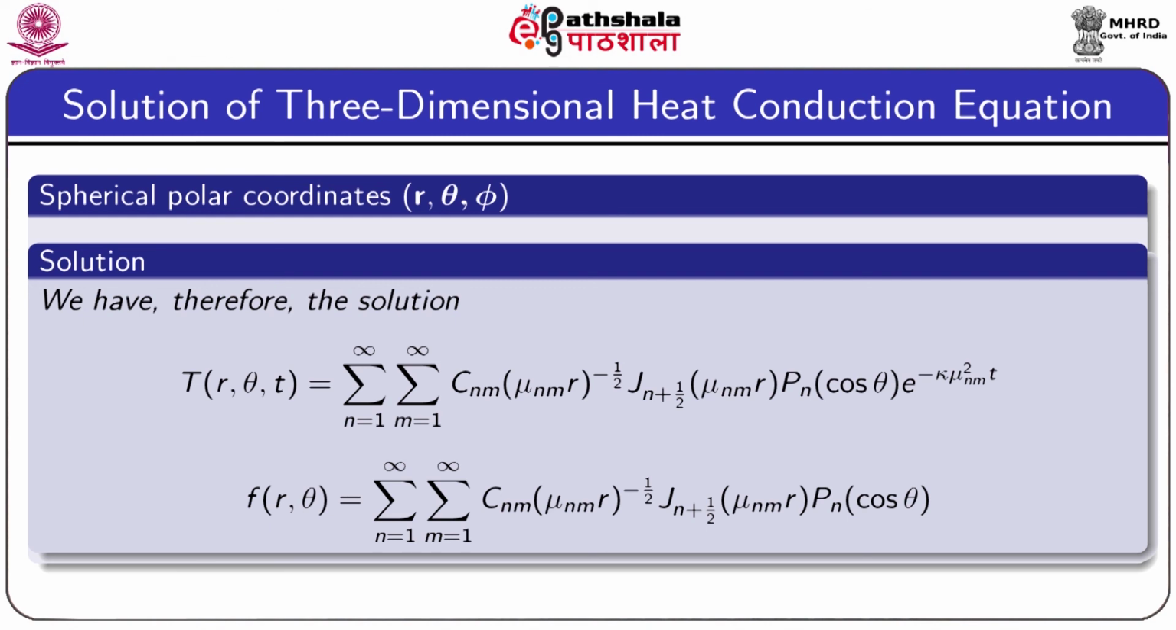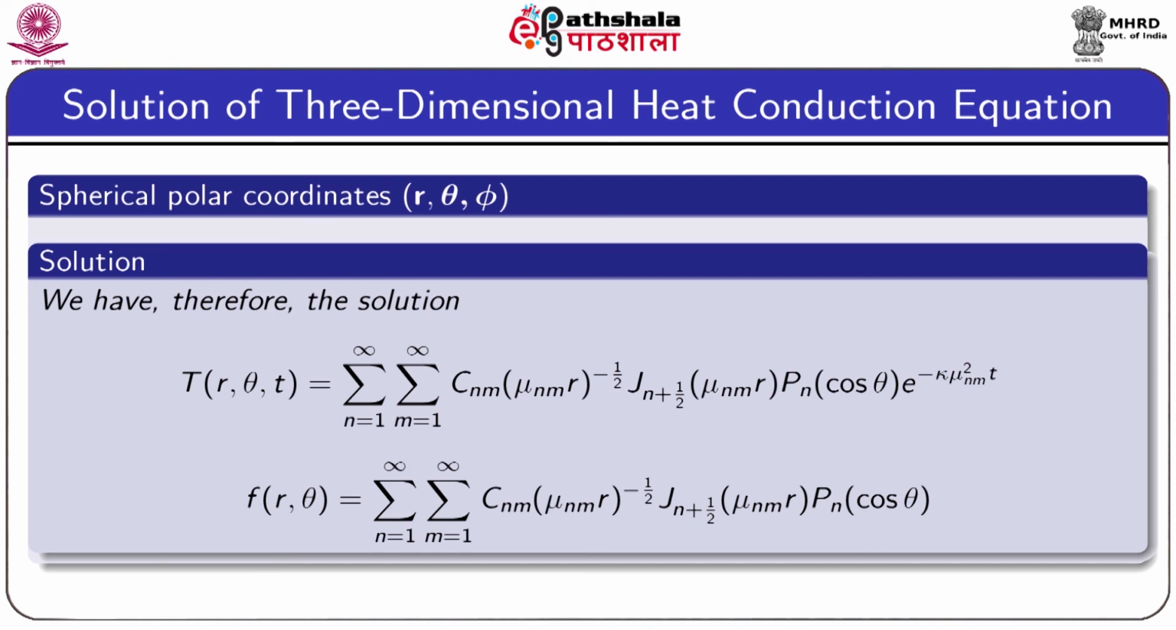So, using the principle of superposition, the solution for this particular problem can be written as shown in the slide in the first equation: capital T equals the sum over n, sum over m, C_nm mu_nm r to the power minus half, J_{n+1/2}(mu_nm r) P_n(cos theta) e to the power minus kappa mu_nm square t. Now, these are the unknown constants in the solution.